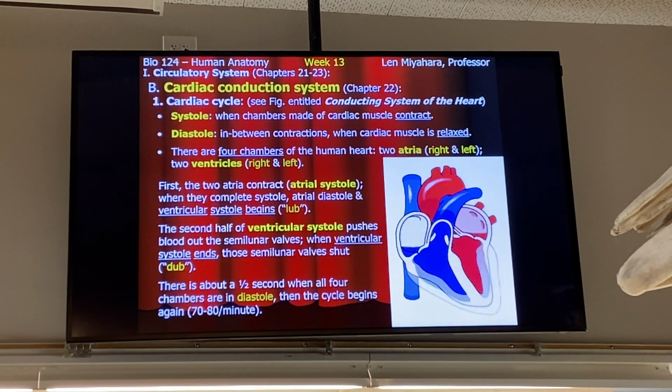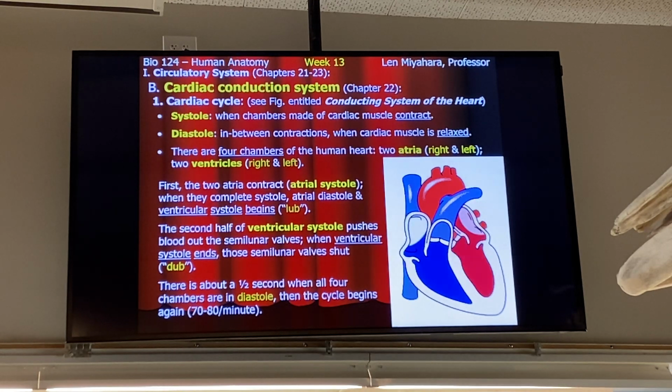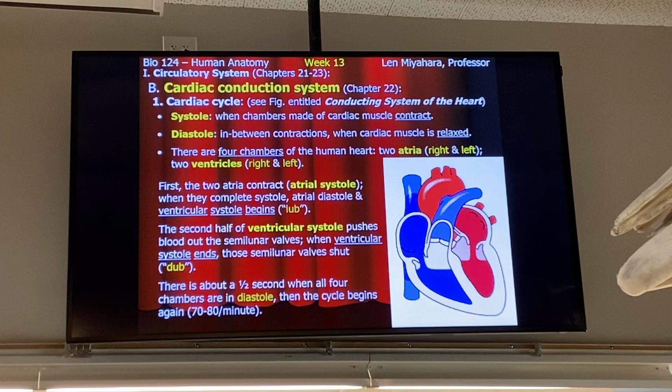When the ventricles start to contract, they force the tricuspid and bicuspid valves closed. Since those are weak, thin-leafed valves, it makes a soft sound. As soon as ventricular systole ends, the semilunar valves slam shut. Those are much stronger valves, so they make a sharper sound.